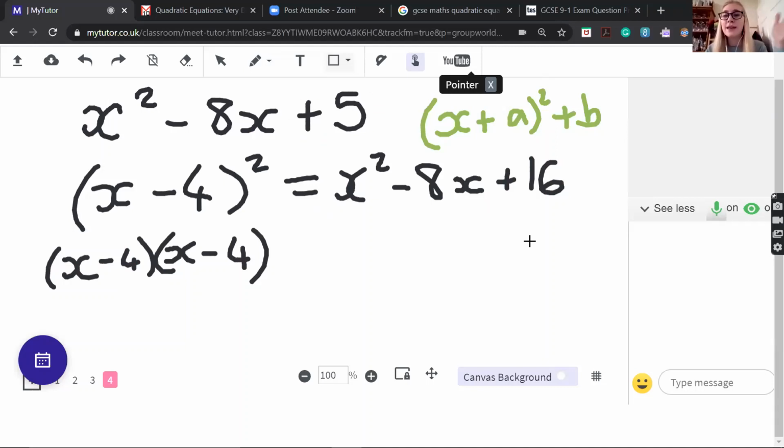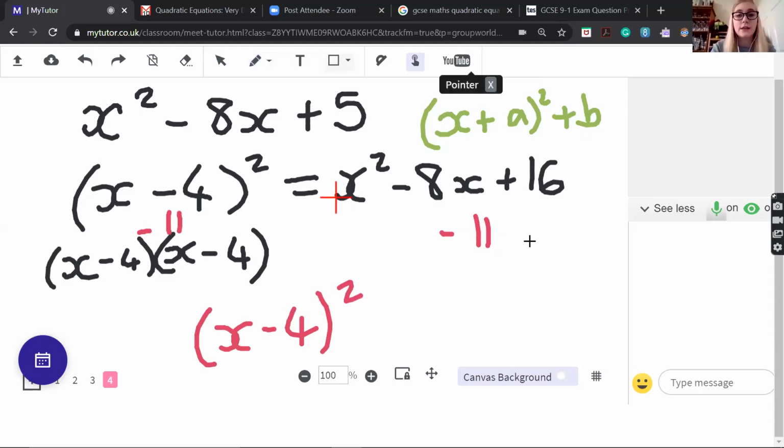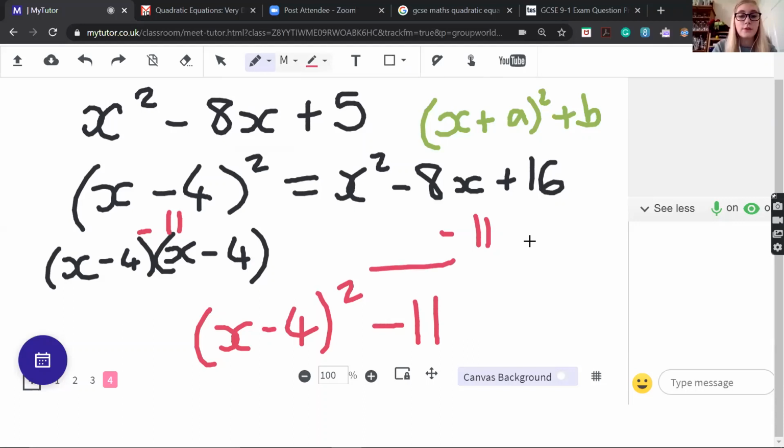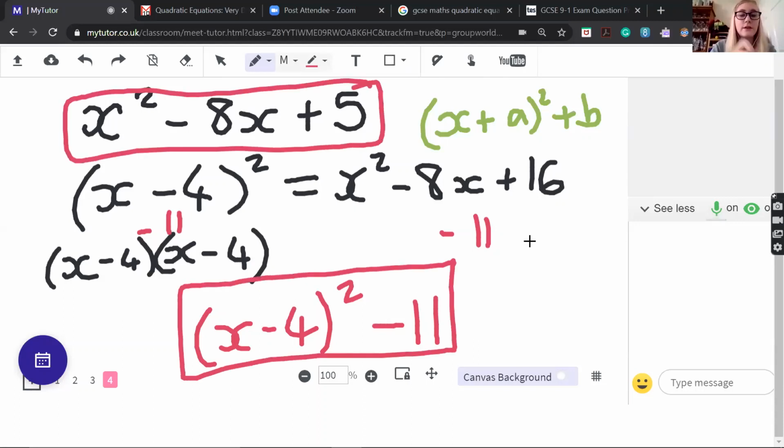And how do we make a 16 into a 5? Well, we minus 11. Minus 11. So that's all we're going to do, is minus 11 from both sides. And this becomes x minus 4 squared, and then we just take off that 11. So this is our completed the square form for this.